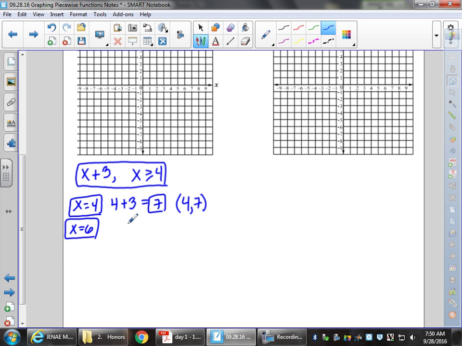What do I write right here? 6 plus 3 equals 9. Very good. What ordered pair do I get from this?